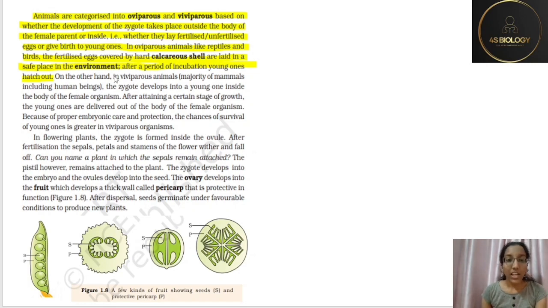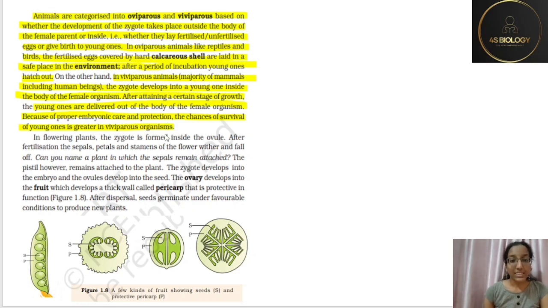On the other hand, in viviparous animals, the majority of mammals, including human beings, the zygote develops into a young one inside the body of a female organism after attaining a stage of growth. After some growth stage, young ones are delivered out of the body of the female organism. Because of the proper embryonic care and protection, the chances of survival are more in viviparous animals compared to oviparous animals. There, the disadvantage is that outside the water, it is not protected. There may be predators. The same thing they have put as an advantage in viviparous.